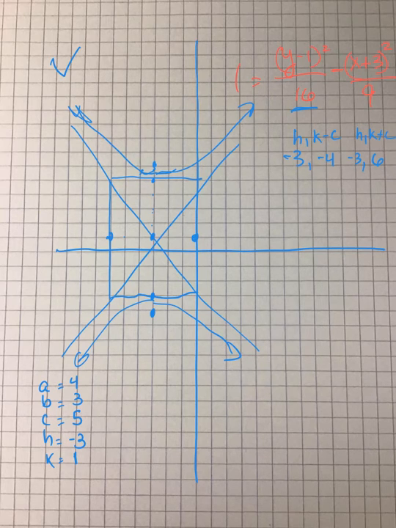Now for this one, the transverse axis is all of this, so it's twice a. And the conjugate axis is this way because it's a vertical, so it's twice b. So conjugate axis length would be 6, and transverse axis would be 8.